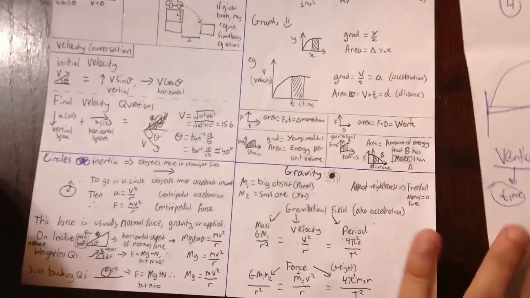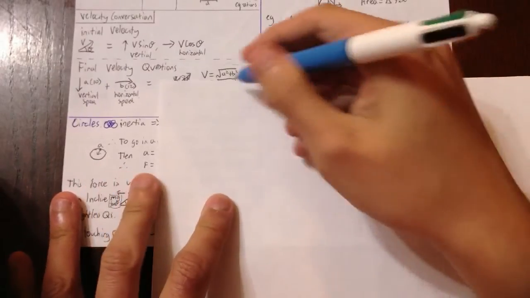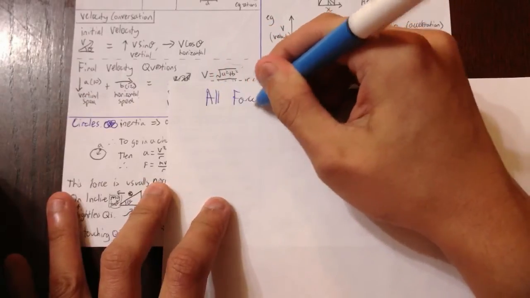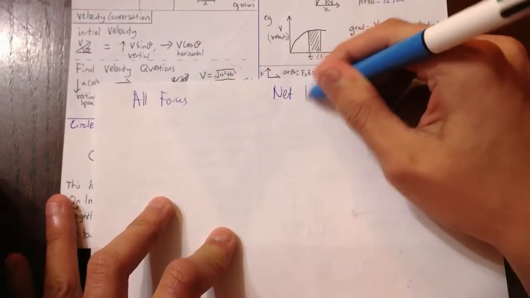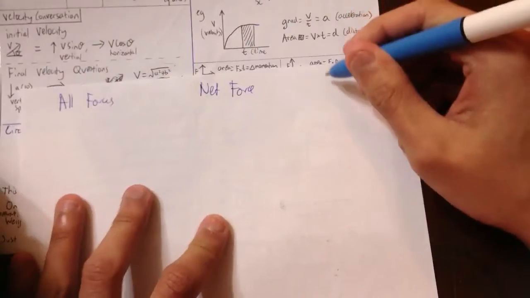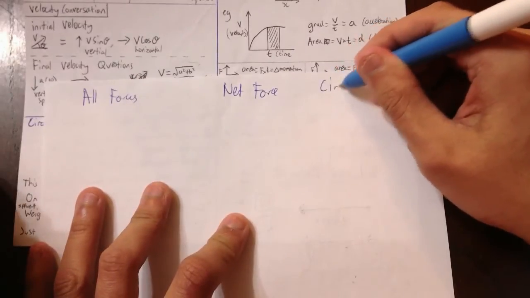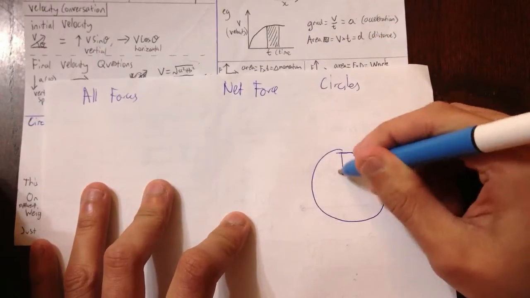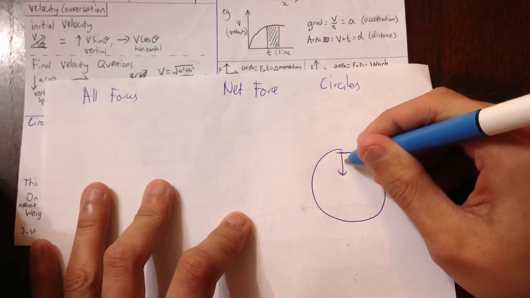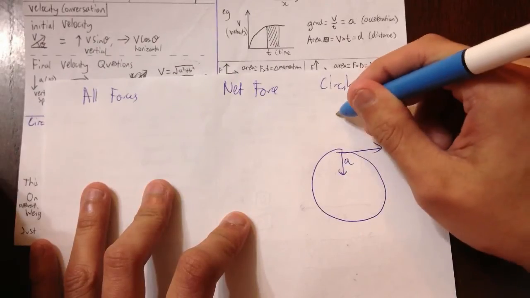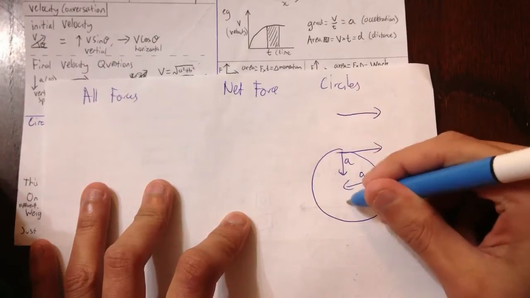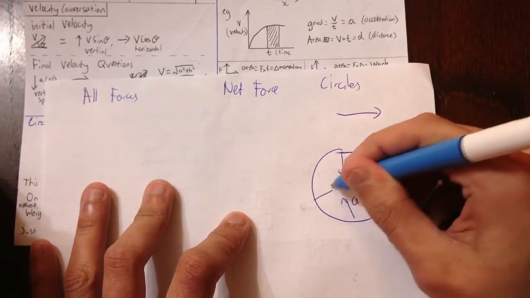Circles. A lot of people have trouble with circles, but it's not that hard. Essentially, it's just free body diagrams. This will be all forces. This will be net force. If we draw a circle and we have an object moving, we know it must be accelerating inwards. Otherwise, if it wasn't accelerating inwards, it would just go in a straight line. So it must always be accelerating inwards to be in a circle.